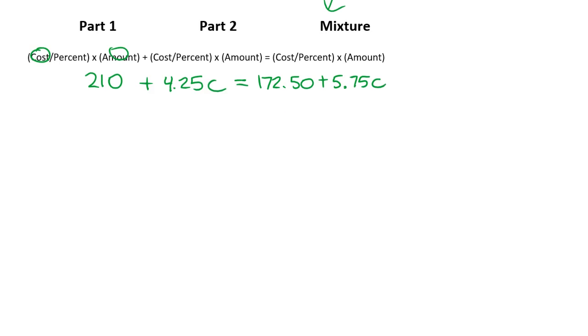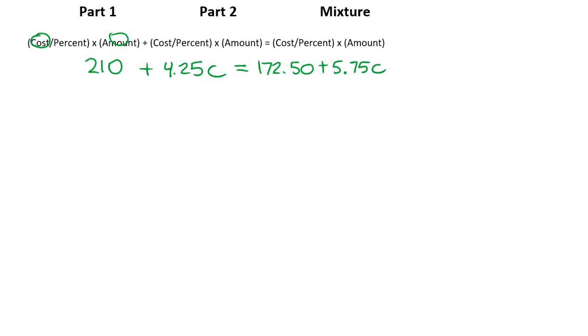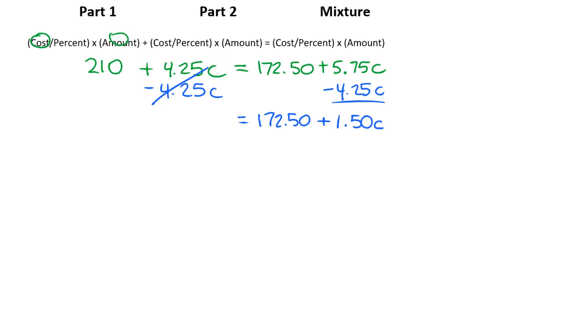From here, we don't need our table anymore. We can just solve. We need to isolate our variable term, so we'll get all of our variables over on the right hand side. It technically doesn't matter, but this way we're dealing with positive numbers. 5.75 minus 4.25 is 1.50. We don't need that 0 technically, but that's alright. So we have 172.50 here. These cancel and we're left with 210 on the left hand side.